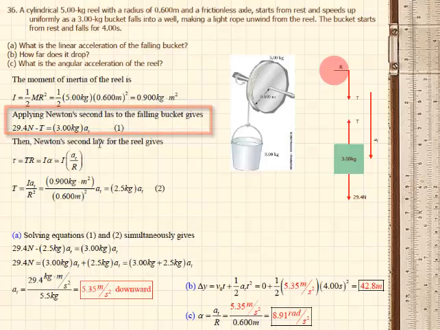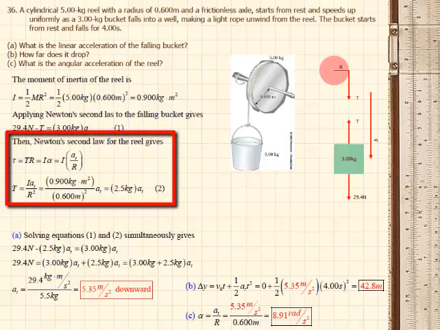Then Newton's second law for the reel gives us the angular value, tau, the torque, is equal to the tension times the radius, which is equal to the moment of inertia times the angular acceleration, which is equal to the acceleration tangential divided by r. So we just worked our way through the conversions from torque to a value that has moment of inertia.